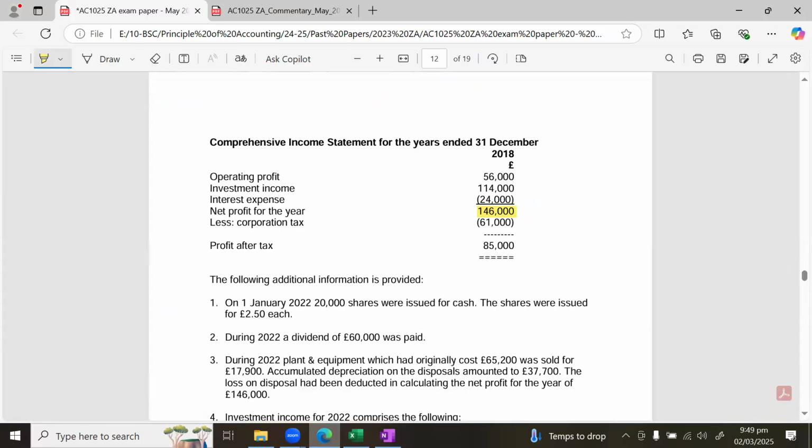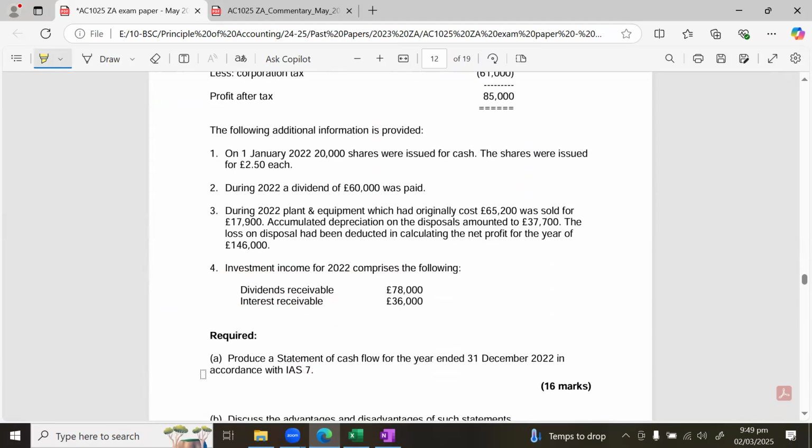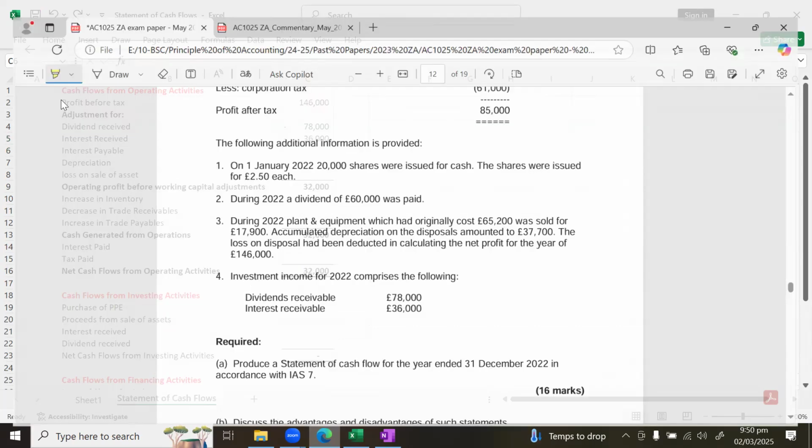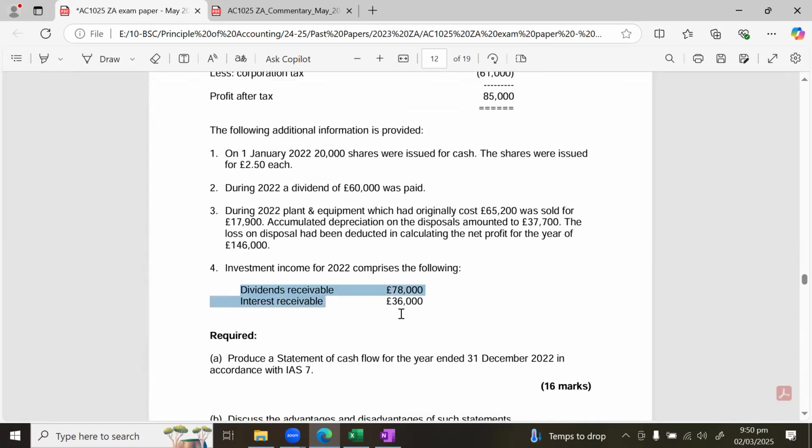Then we are having few adjustments. We will highlight all the adjustments once we finish. Investment income for year 2022 comprises the following: dividend receivable 78,000 and interest receivable is 36,000. So as you know, incomes have to be deducted. Dividends 78,000, so we'll deduct these figures because we have already added them up while calculating the profit for the year. And interest is 36,000. These two figures are also deducted.